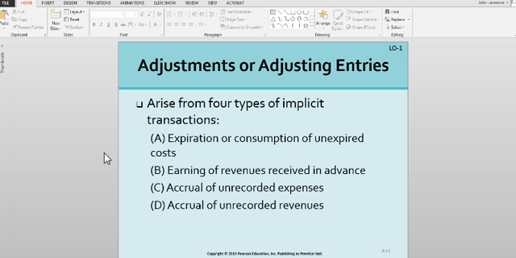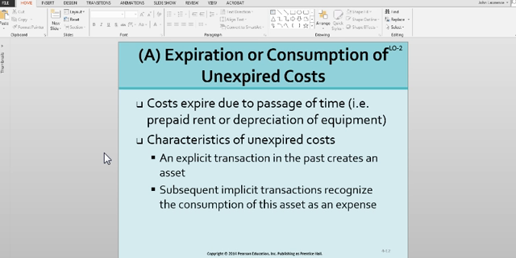There are four different fundamental types of adjusting journal entries. We're going to go into the details of each of the four of them, which are labeled A through D on this page. The expiration or consumption of unexpired costs sounds like some complicated wording, but fundamentally it's really costs that expire due to the passage of time.